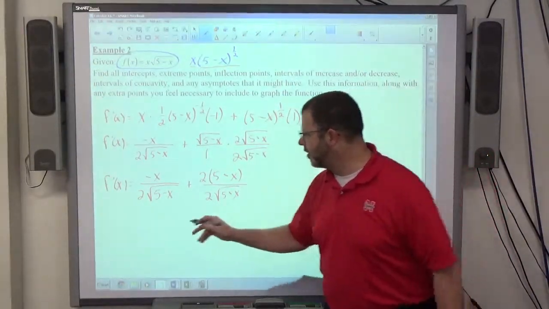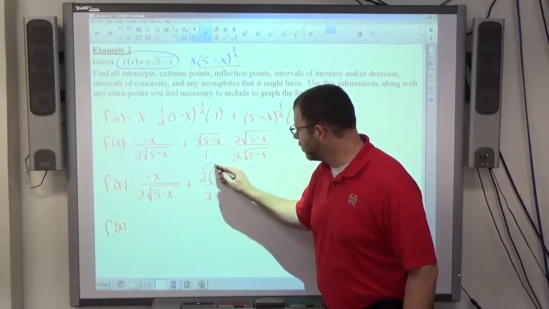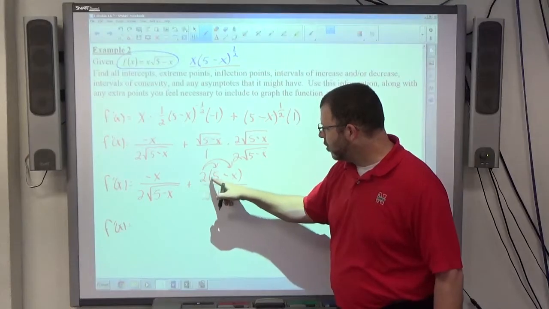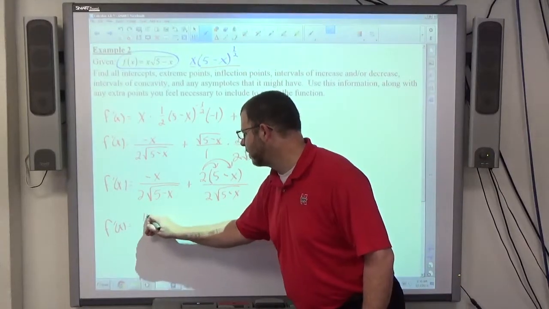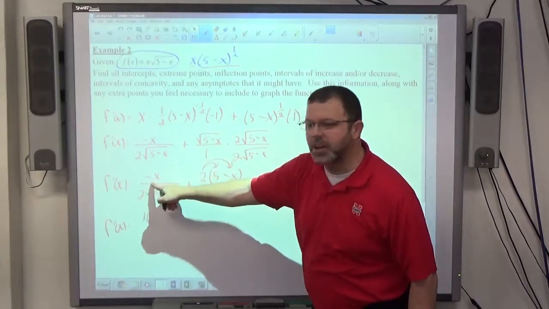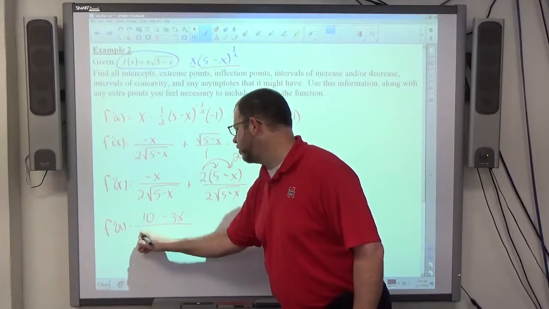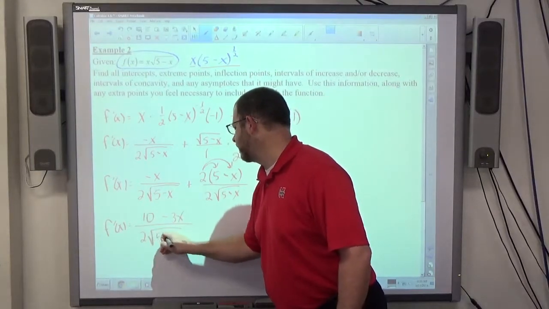times the 2. And all of a sudden, I got f prime of x equals, if I distribute this and combine like terms, 2 times 5 is 10. 2 times negative x is negative 2x, plus the negative 1x here makes a total of negative 3x, all over 2 times the square root of 5 minus x.